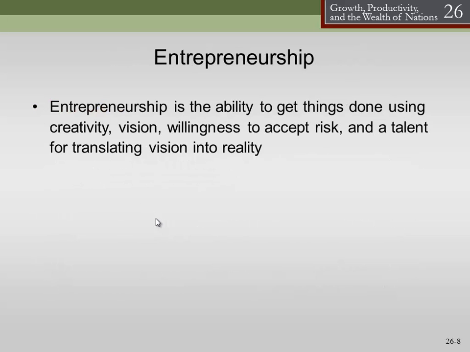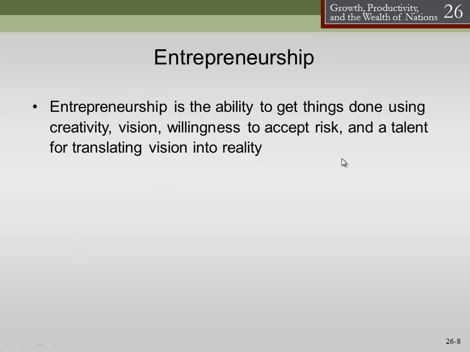Entrepreneurship. The final one we want to talk about is entrepreneurship, the ability to, well, get things done using creativity, vision, willingness to accept risk, and talent for translating vision into reality. Essentially, the word entrepreneur comes from the French word for undertaker. Right? Not like a mortician, although a mortician might be an entrepreneur, but an undertaker, one who's willing to undertake a business venture. All right, and it's some special ability.